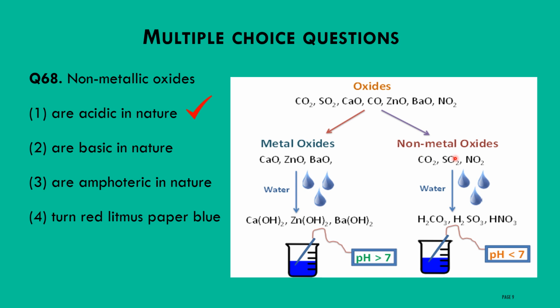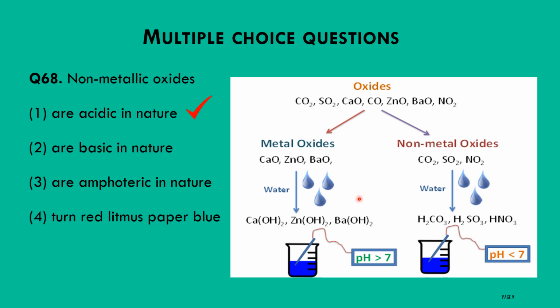Coming to non-metal oxides like carbon dioxide, sulfur dioxide, nitrogen dioxide, when they react with water, you will get respective acids like H2CO3, carbonic acid, H2SO3, sulfurous acid, HNO3, nitric acid. These acids have pH less than 7. Therefore, they are acidic in nature.